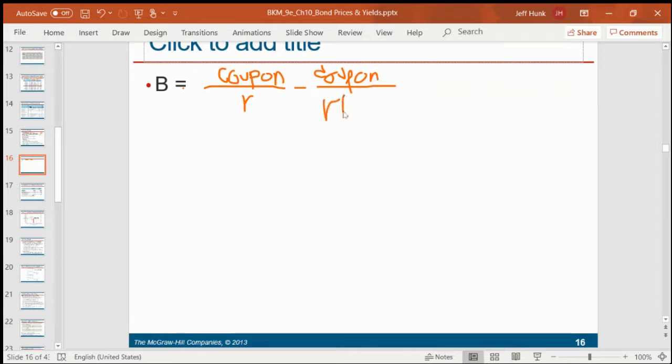Coupon over R times 1 minus 1 over 1 plus R raised to N. This is the formula for the present value of annuities. Coupons are all annuities, so to find the present value of that. And the par value or the maturity value, $1,000, we have to discount it to present: divided by 1 plus r raised to n.